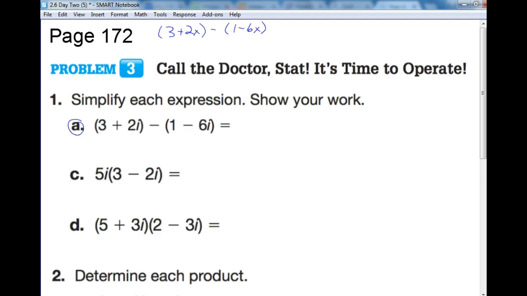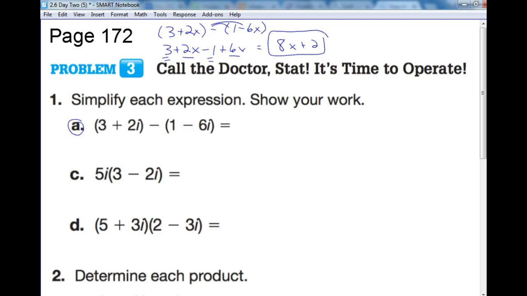Yeah. You're just going to look at it and say 3 plus 2x. You're going to picture distributing, minus 1 plus 6x. You're going to combine your like terms. You're going to get 8x plus 2. No questions asked. You can't put the 8x and the 2 together because they're not like terms, right?